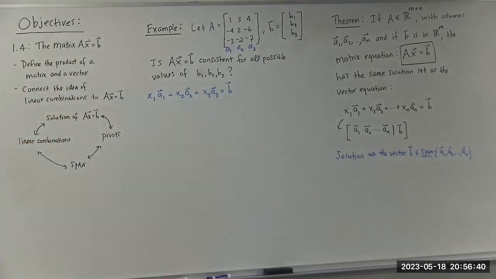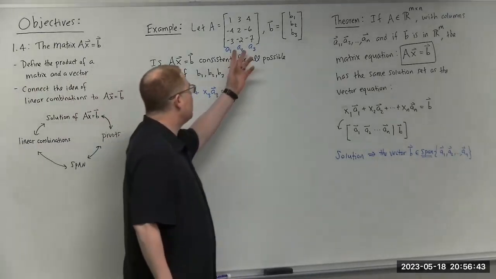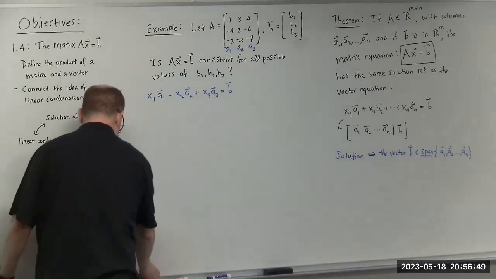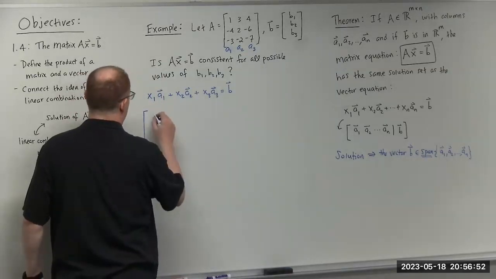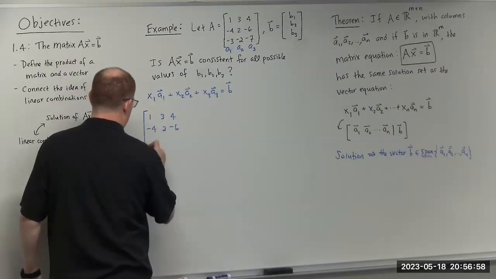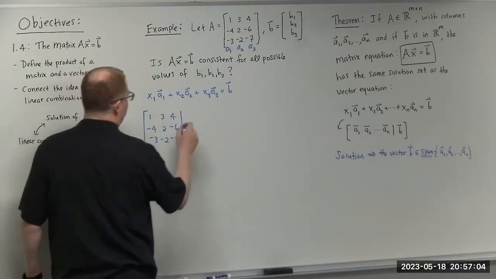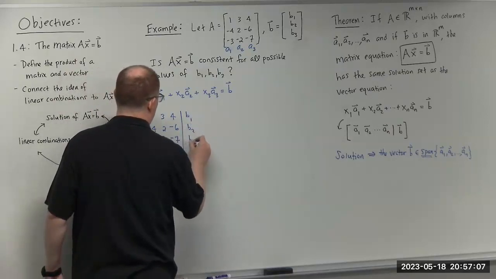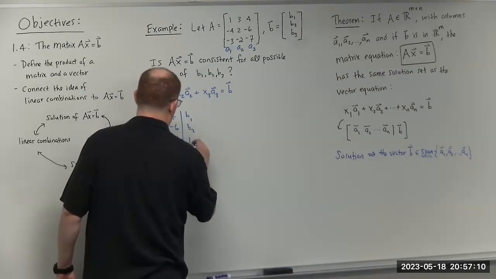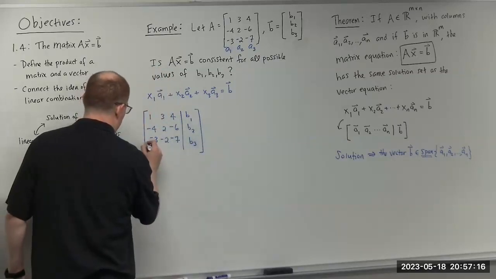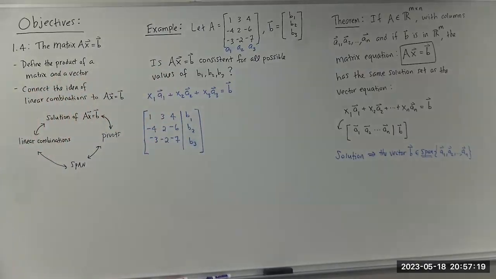In order to answer this, we need to take this and augment it with the vector B and then go through our row operations. There's my matrix A, and then here I have B1, B2, and B3. So let's go through and put this into echelon form.